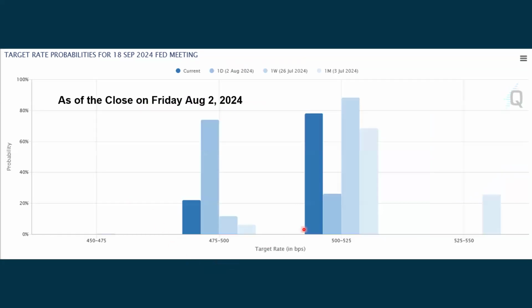And then this is how things have changed over a period of time. And you can see this was Friday. This was a day ago, a week ago, a month ago, where we were starting to see folks really going into the camp of the 0.5% cut. Well, that quickly switched back in Friday's session.